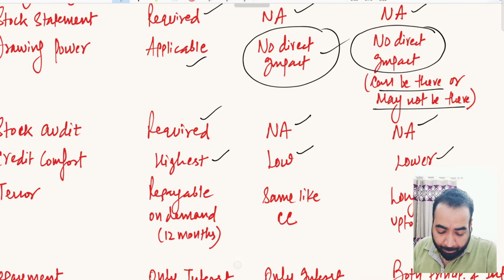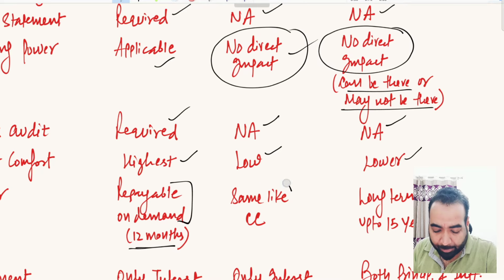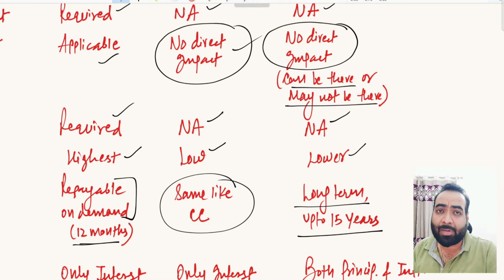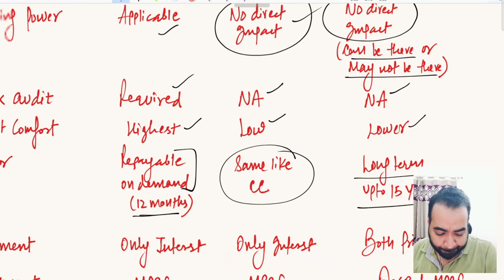Tenure. The overdraft facility and the CC facility are repayable on demand, and they are both given for a 12 months period. But the drop line overdraft facility is a long-term loan facility and it is given up to 15 years tenure to you, right?